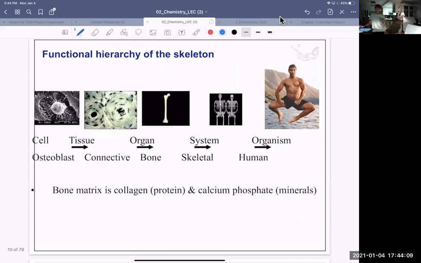This is the functional hierarchy of the skeleton. So the cell is at the bottom of this one. I haven't shown the chemistry, but we're going to look at the chemistry of cells. Its chemistry is very important in that it can exude a mineral that makes up your bone. That includes calcium, potassium, and phosphates. Well, the cells exude the bone that creates a tissue. The tissue is connective tissue. In this particular case, it's compact bone.